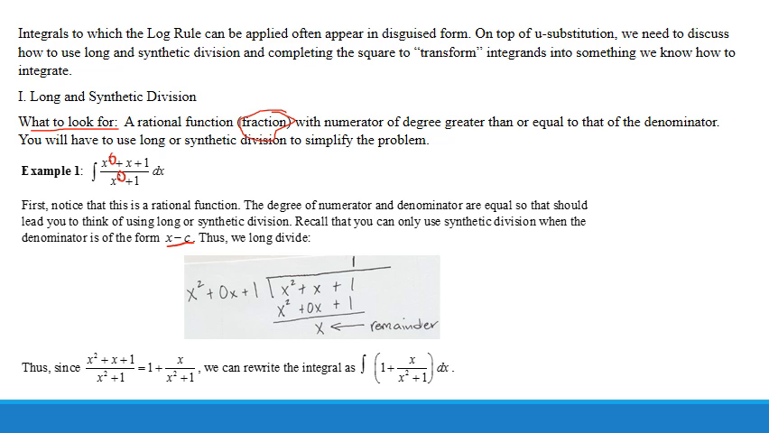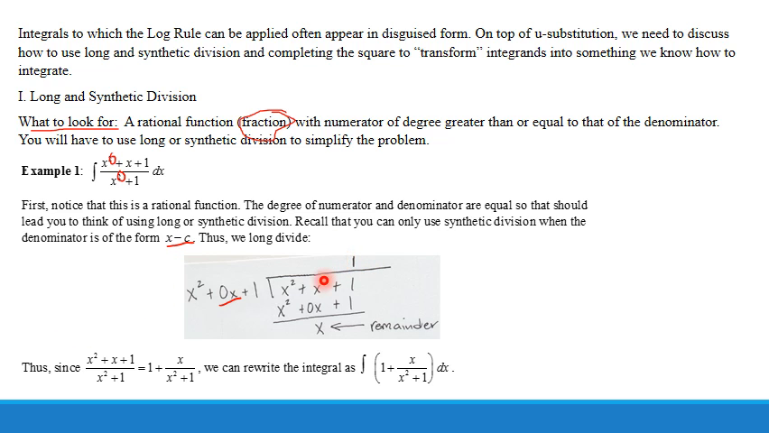Okay, so I set up my long division. Here's the picture of my work. I have x squared plus 0x plus 1. The reason I have that 0x there is because there is an x term missing from the denominator, so I have to put that in as a placeholder. And then on the inside here is my numerator.